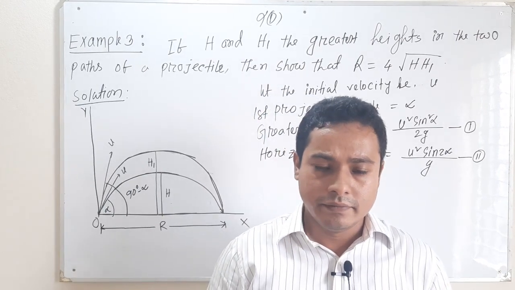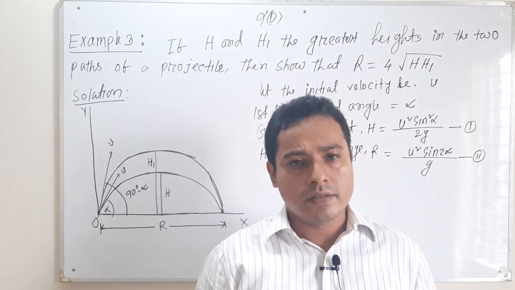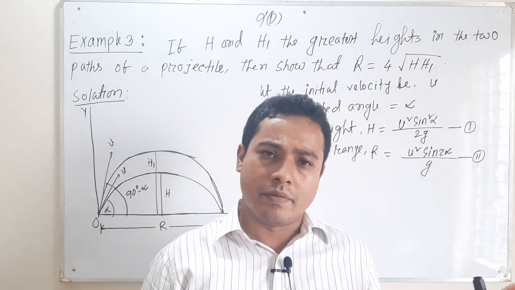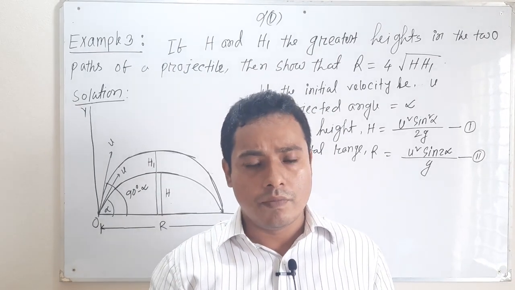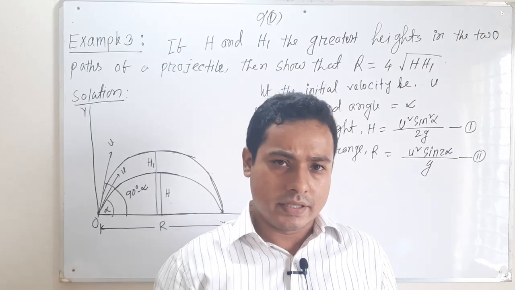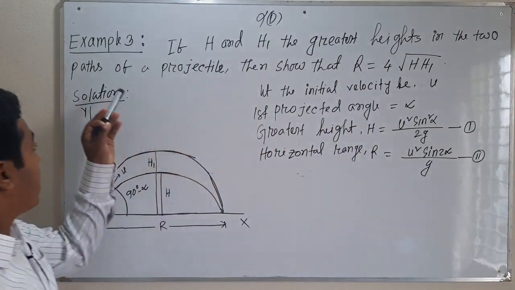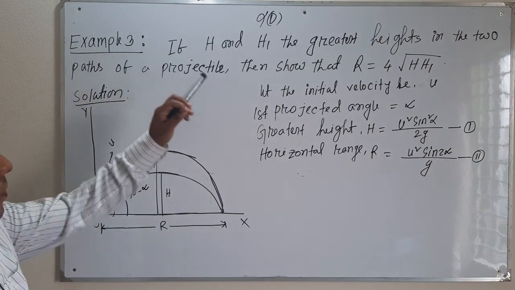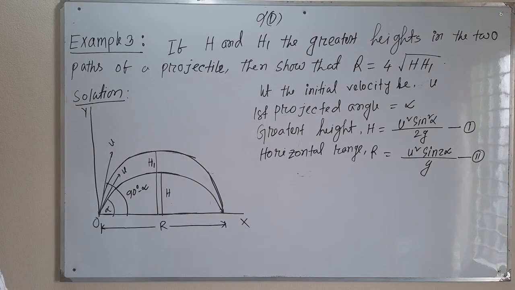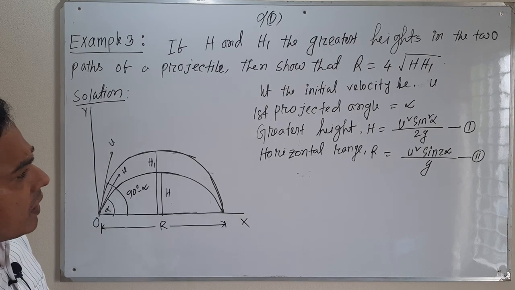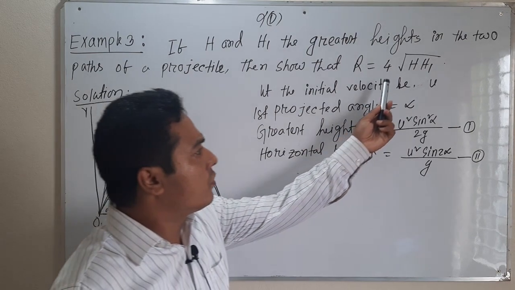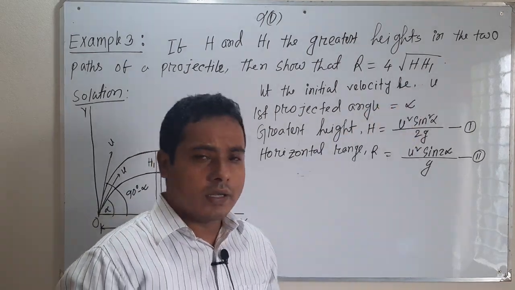I am also fine. In the previous class, we already discussed some mathematical problems of exercise 9D. Today, I will teach you example 3 of 9D. If h and h1 are the greatest heights in the two paths of projectile, then show that r is equal to 4 root over h h1.